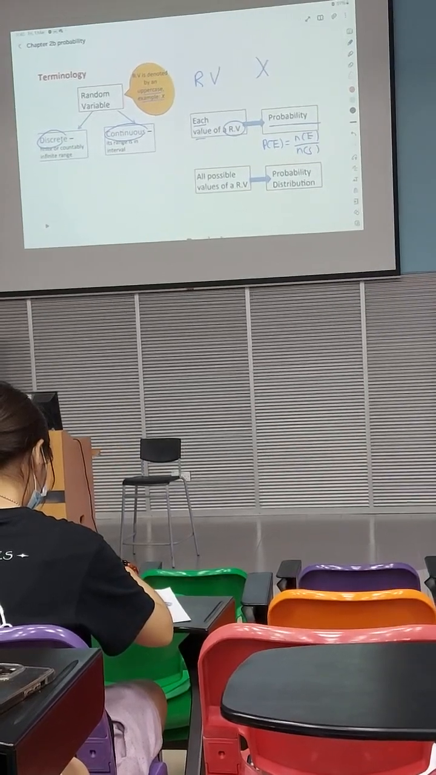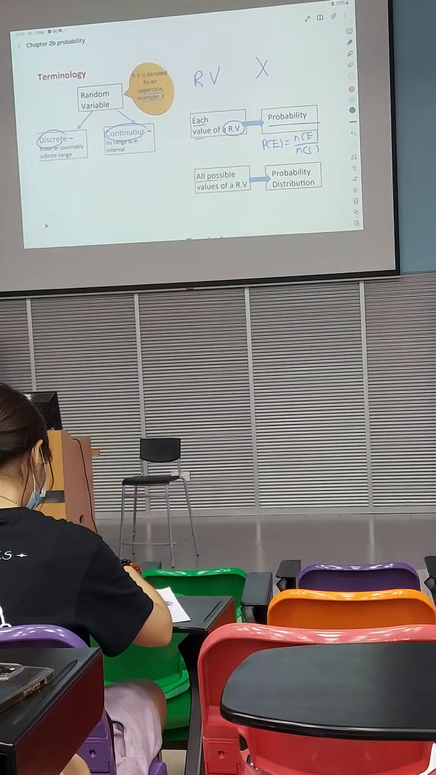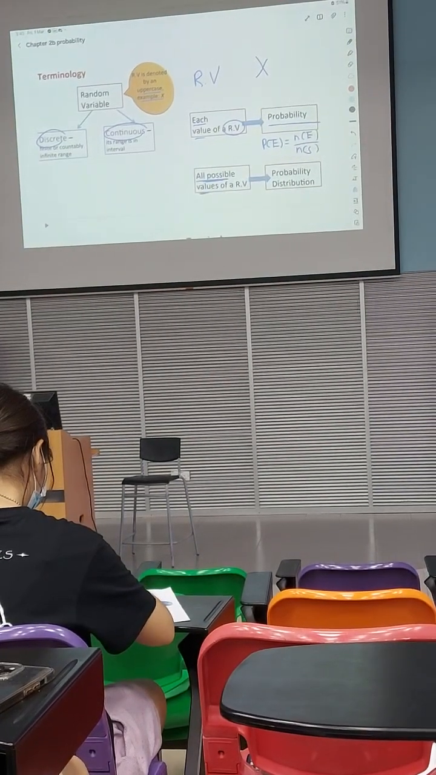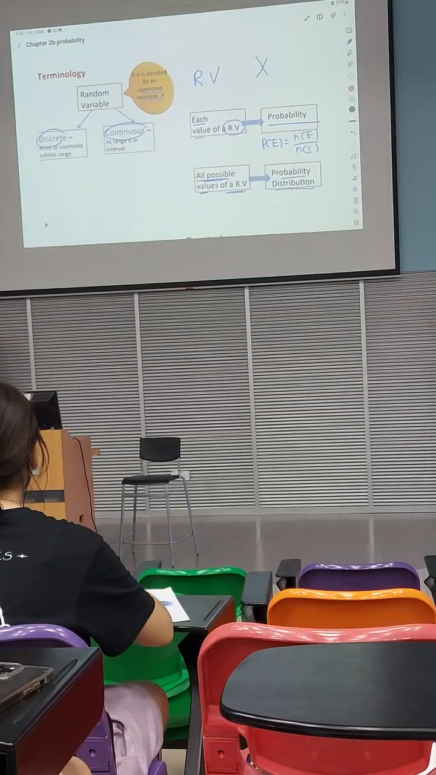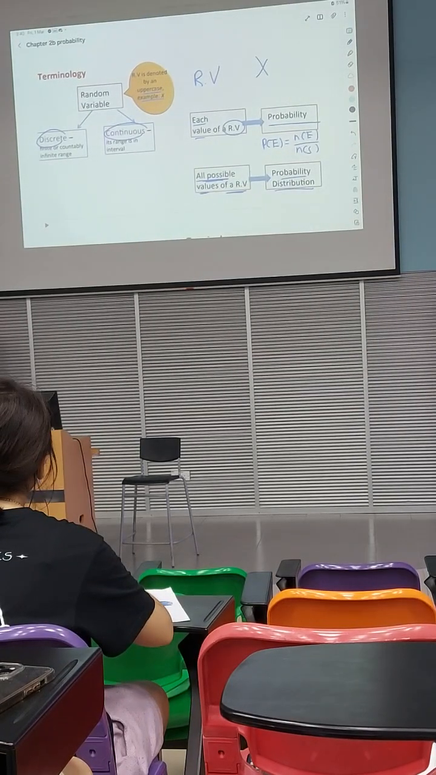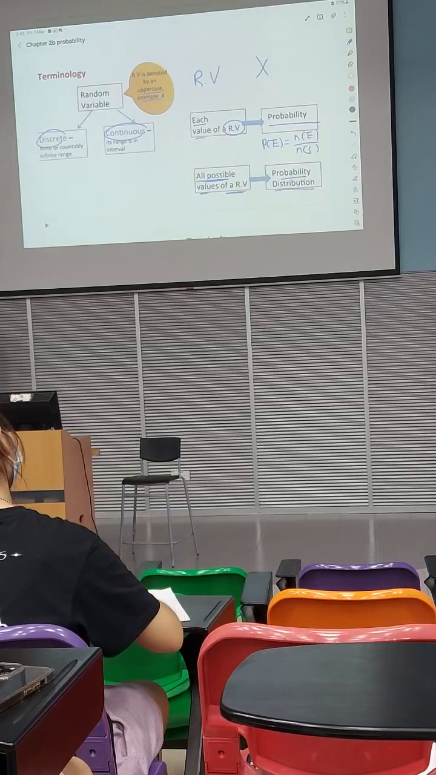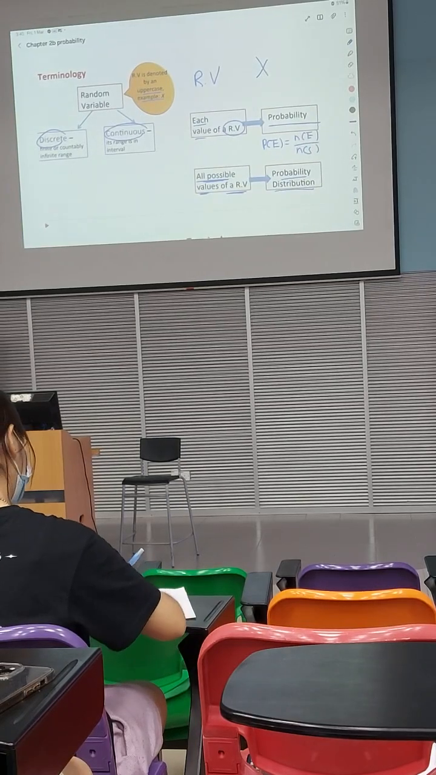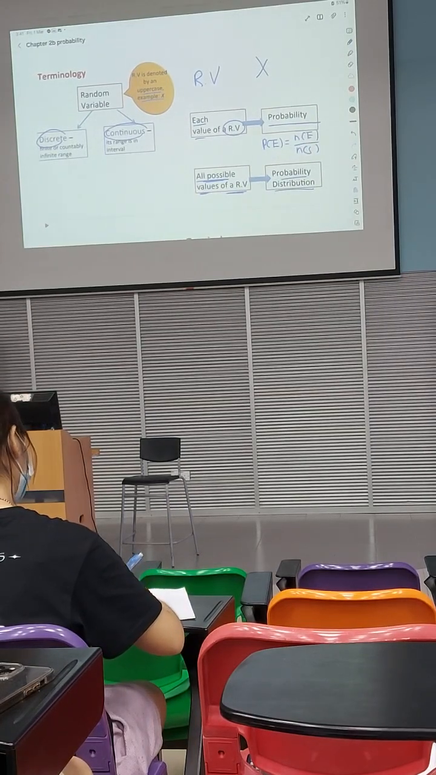Okay, if we could list down all possible values of the random variable, we call this a distribution. Do you remember there is one question mentioned about frequency distribution? So if we could list down all the possible values of the random variable, that is called a probability distribution. I will discuss the probability distribution later.